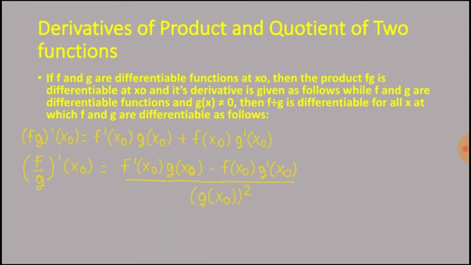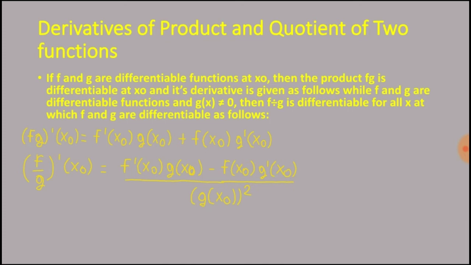And the derivatives of the product and quotient of two functions. If f and g are differentiable functions at x naught, then the product fg is differentiable at x naught and its derivative is given as follows. When f and g are differentiable functions and g of x is different from 0, then f divided by g is differentiable for all x at which f and g are differentiable, as follows.